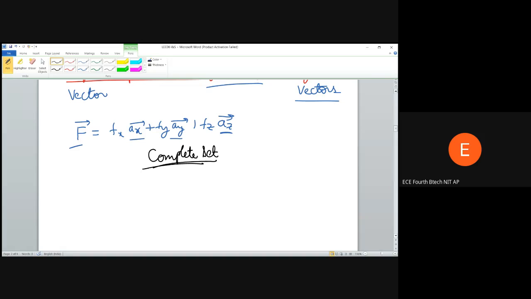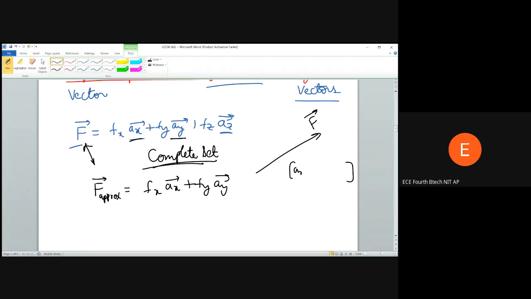Okay, I can represent this vector in terms of only ax bar and ay bar. If I do that, then if I try to calculate the error, let me assume that my f bar approximation is considering only the two unit vectors, that is fx into ax bar plus fy into ay bar. If you calculate the error between these two, there will be some error. The error will be 0 if at all you have a vector f bar and the representation of this vector in terms of the set of unit vectors ax bar, ay bar, az bar.